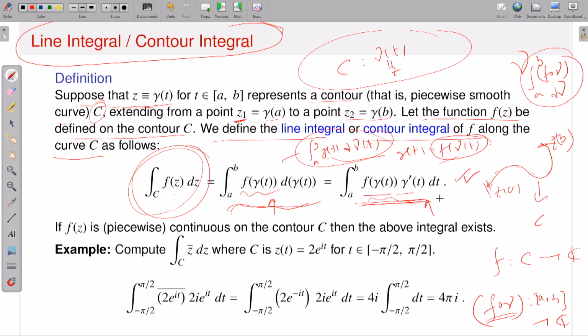If you know your parameterization, that means f composed with gamma, that function, is known, since you know gamma, then you just calculate the corresponding Riemann integral. If I calculate this integral, it will give you the value of my line integral or contour integral of f over the contour C.